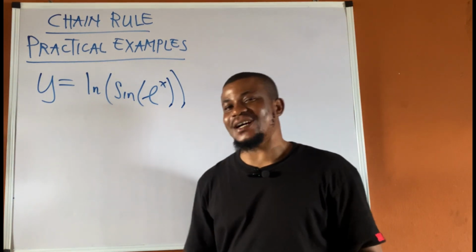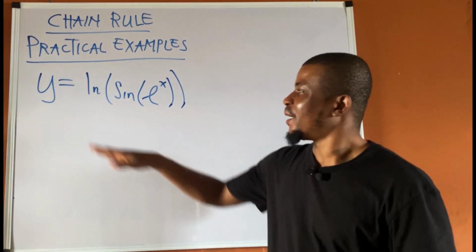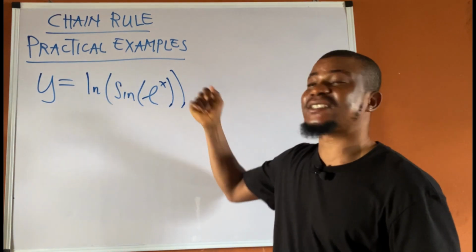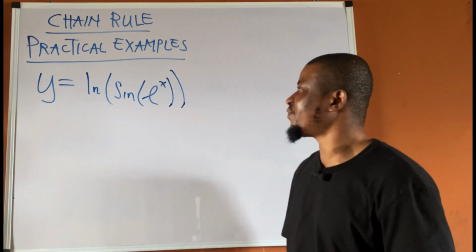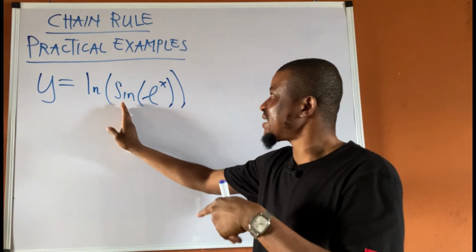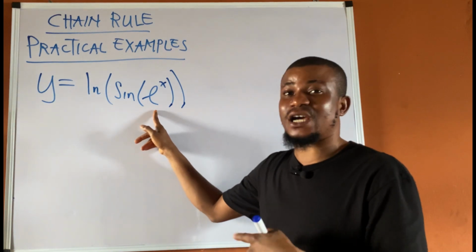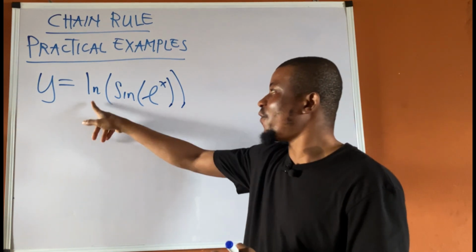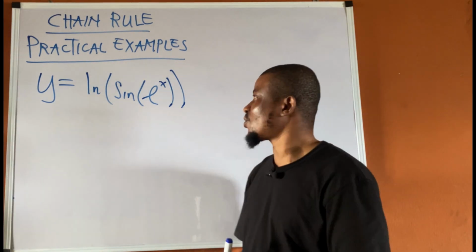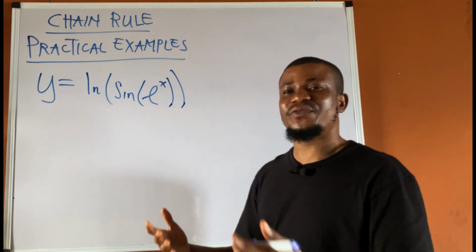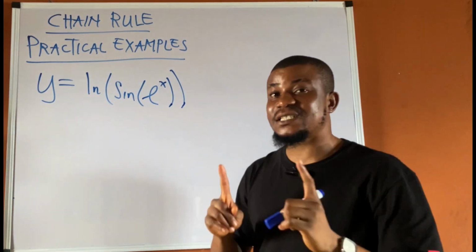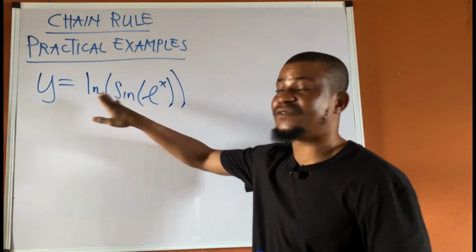Okay, let's also look at this very interesting example. y equals ln of sine of e^x. This is a chain function because we have the ln function containing the sine function, and the sine function contains an exponential function. So this is a function of another function. Triple function combined. Okay, so how do we find dy/dx? We need to apply the chain rule to find dy/dx. The first thing we do is to identify each of these functions.